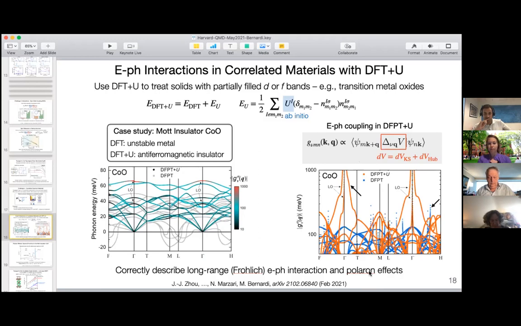So using just Quantum ESPRESSO and the current version of DFT plus U, you basically would not be able to get very far, because you'd only be able to include the coupling on just a few coarse grid points. So this required implementing new routines in our Perturbo code to interpolate not only the Kohn-Sham term, but also the Hubbard U term.